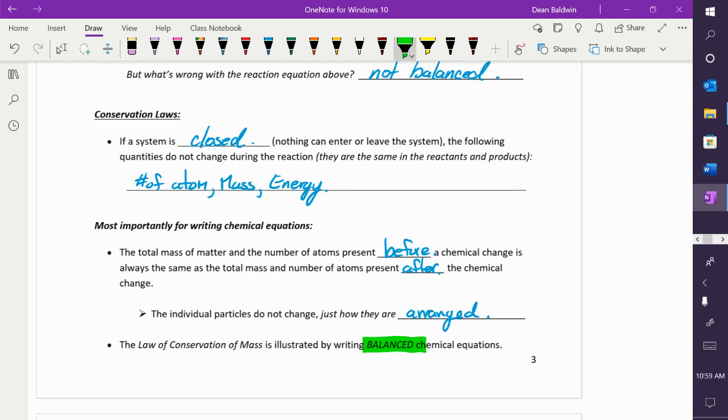You do balancing in grade 10, right? It's very important.